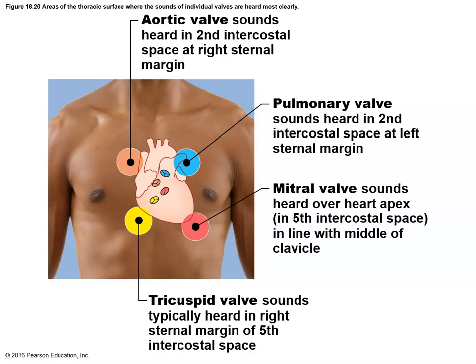Now you'll notice here that it's very specific. Aortic valve sounds heard in the second intercostal space at the right sternal margin. So that's fancy speak for going to the right side edge of the sternum, going down to the second rib, and then looking at the space between it. Now, that's a pretty small spot.